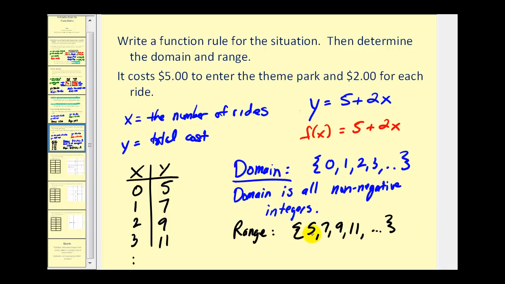So the question becomes, how do we express these values in the range? And notice the pattern is a sequence of odd numbers. We could say all odd numbers greater than or equal to 5. So we could say that the range would be all odd numbers that are greater than or equal to 5.